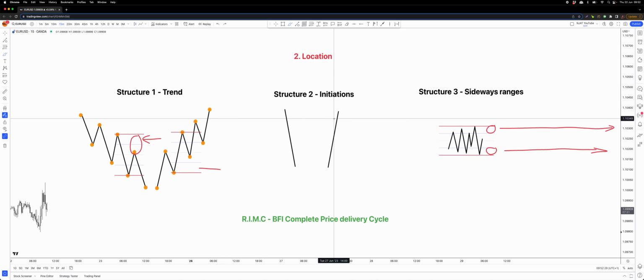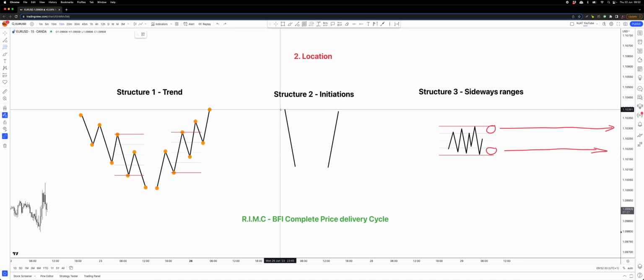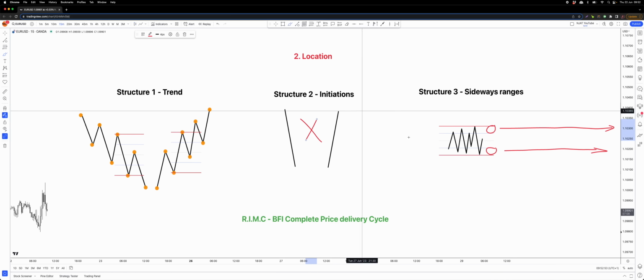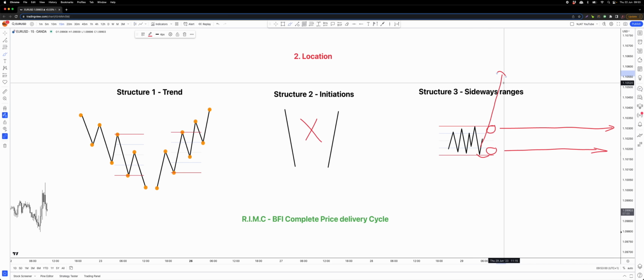Now, when we're in initiation structures, like I said, it's very difficult to understand the highest point and the lowest point until price stops and actually pulls back. So typically, when we're in an initiation structure, you are either going to be buying high or selling low, or you can just forget about these and understand this is what creates the intention in the market out of the sideways range. And as we see here, when we break out of the sideways range and create that low and that high, that creates that initiation structure.